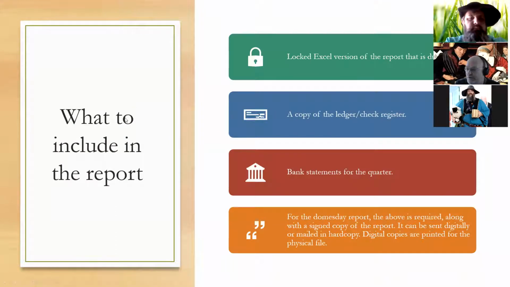And so what you include in the report, the locked Excel version of the report is due. So there's different versions that are available. There's unlocked versions, there's PDF versions. I honestly don't know why they released all these versions, because the only ones they want are the locked Excel versions of the report. So that's what you need to provide. And then a copy of the ledger or check register for your group for that period. All the bank statements for that time period. And then for the Domesday report, all the above is required, along with a signed copy of the report.